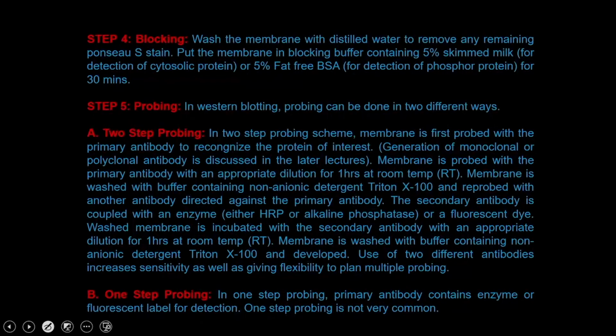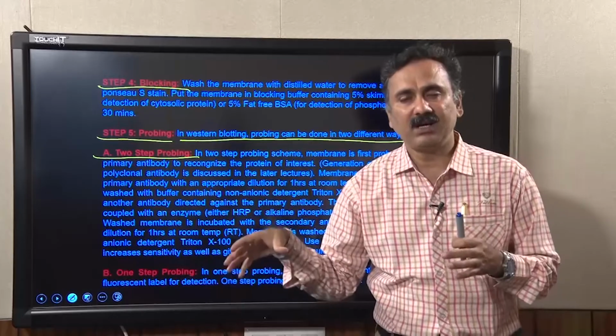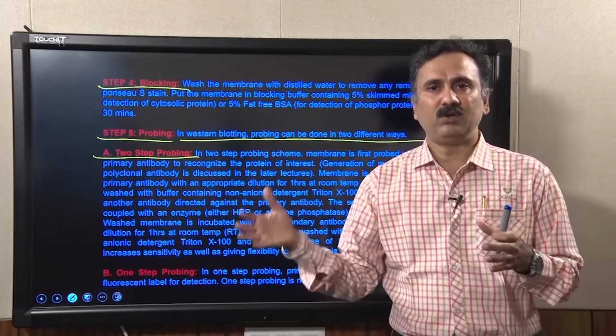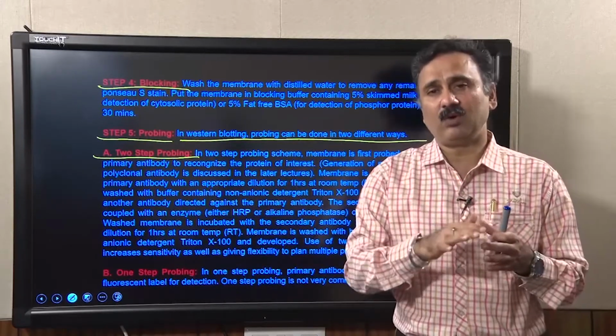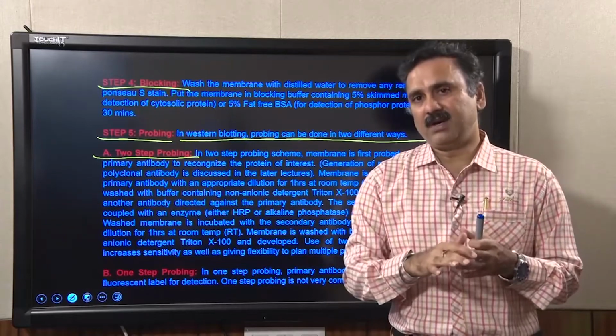In step 4, the blocking is exactly the same, and then in step 5, you have to do the probing. In the Western blot, the probing can be done in 2 ways. In the 2-step probing, you first add the primary antibody followed by the secondary antibody. So, you take the appropriate dilution of the primary antibody, add it, follow by washing, and then you add the secondary antibody.